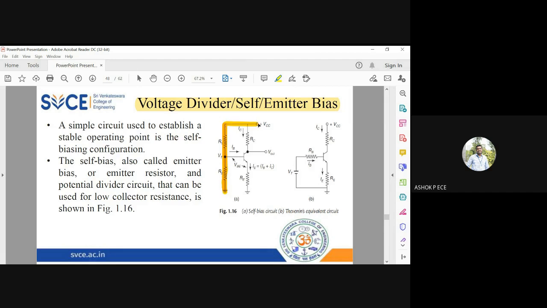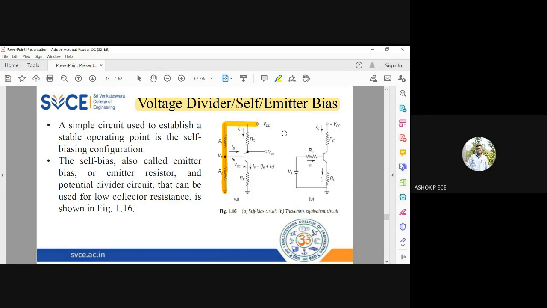This circuit is called voltage divider bias, because R1, R2, VCC form a potential divider. It divides the voltage VCC into two proportions depending on R1 and R2. If R1 and R2 are the same, VCC by 2 will appear across both the resistors. But generally R1, R2 will not be the same. While designing, I will tell you the values of R1 and R2. But this is the arrangement for voltage divider bias.